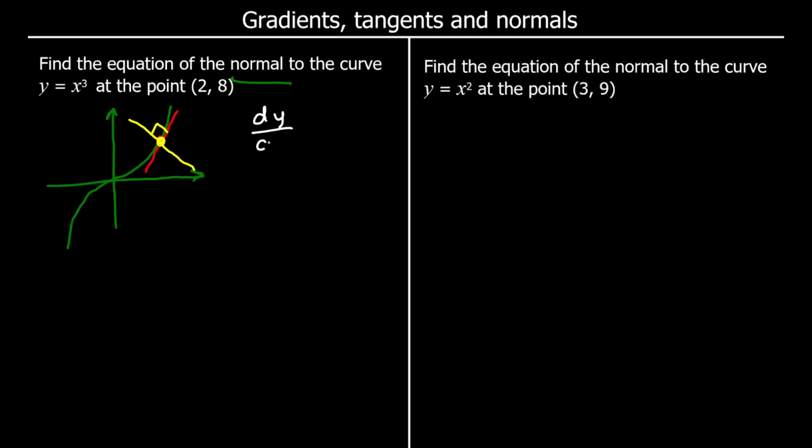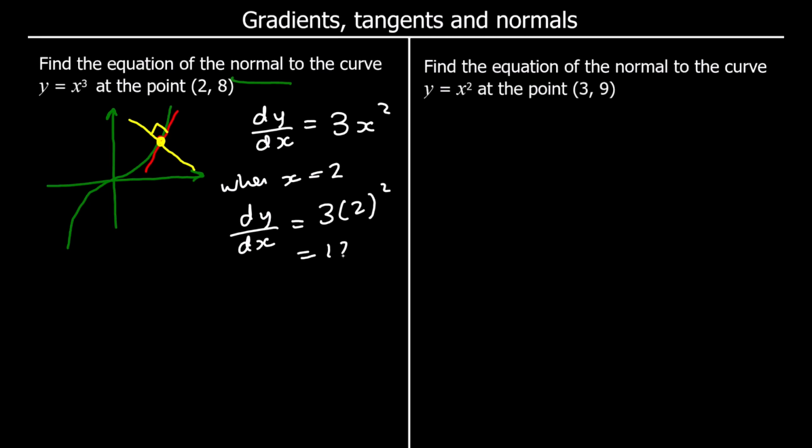So dy/dx, to find the gradient of the curve at that point, that's 3x squared. When x equals 2, dy/dx is 3 times 2 squared, which is 12. So that's the gradient of the curve, of the tangent, at that point. We don't want that, we want the normal. So it's the negative reciprocal. So it's going to be negative 1/12.